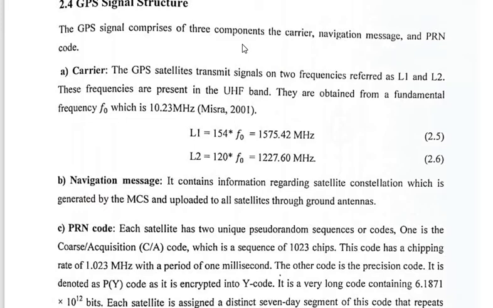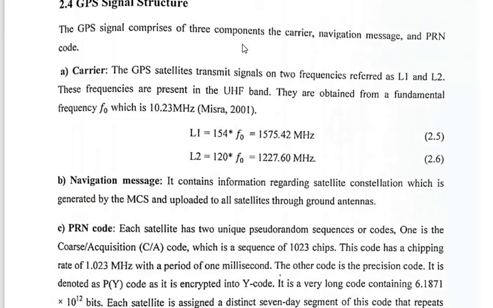In this navigation message, all the information regarding the satellite constellation and the health of the satellite is generated, and all of that is given by the master control station, which uploads it to the ground antennas, through which it communicates with your satellites.